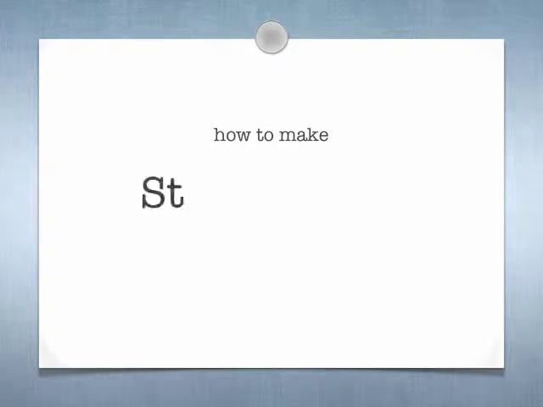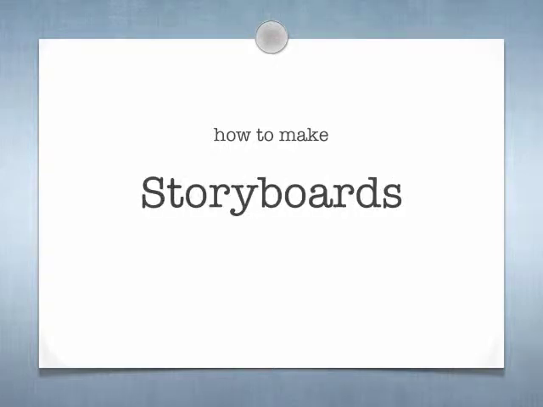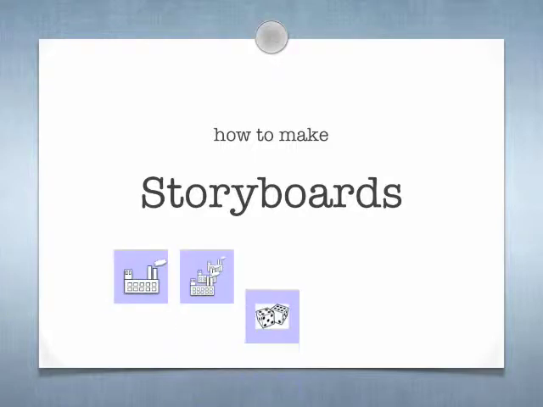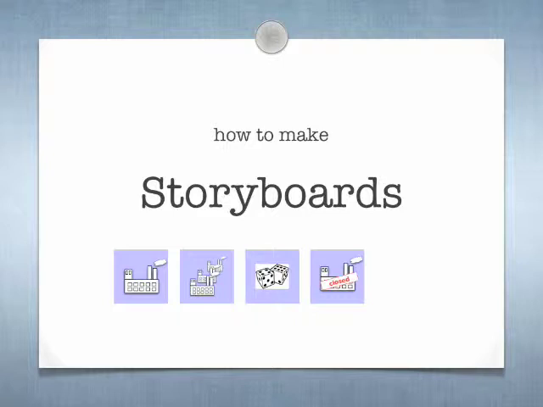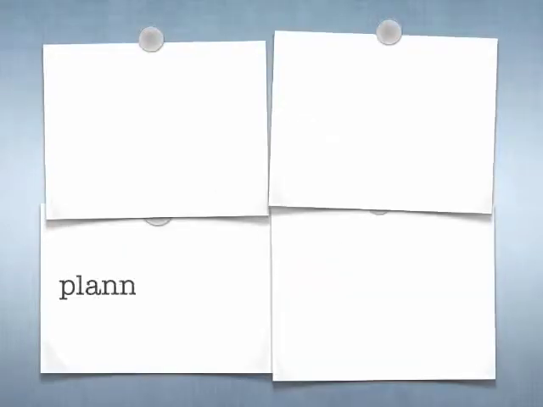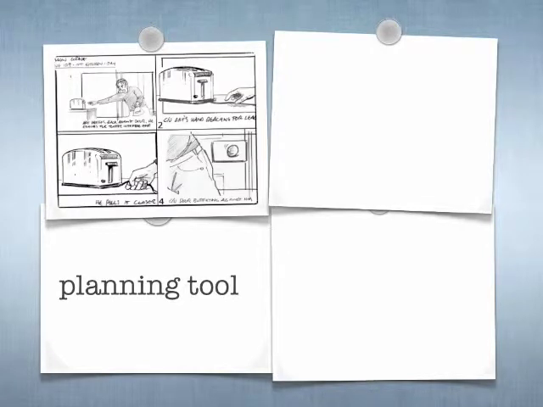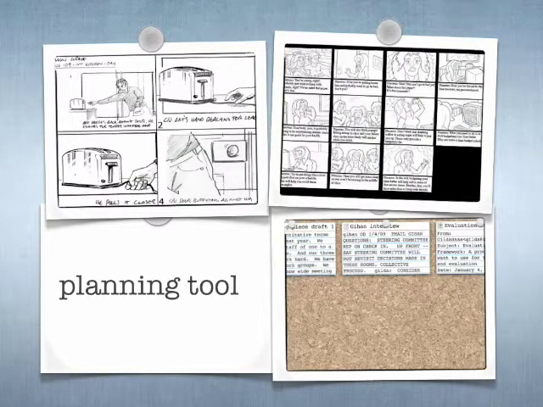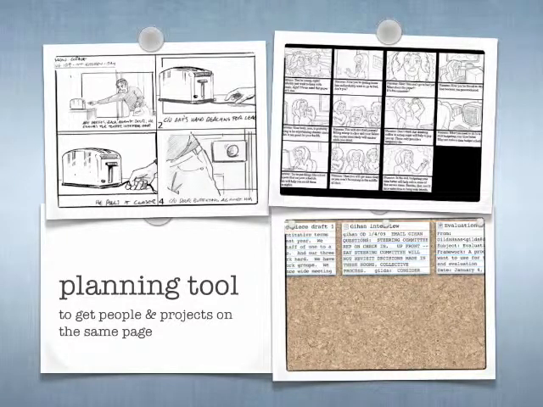How to make storyboards. Storyboards are a way to present the elements of a story in a sequence. They are used a lot by people who make movies and other media to help them see a story and how the pieces work together before they spend a lot of money and time on the project. When you're working on a team, storyboards are one way to get people literally on the same page.